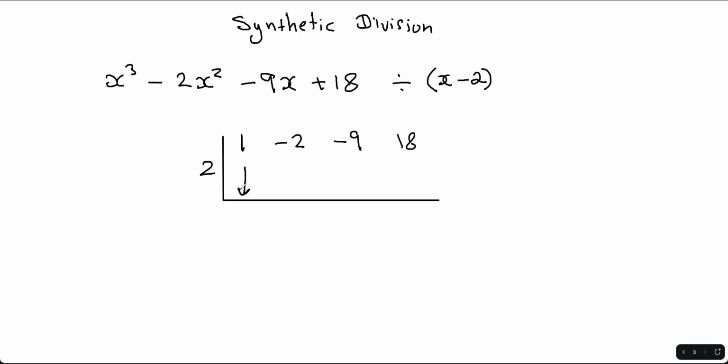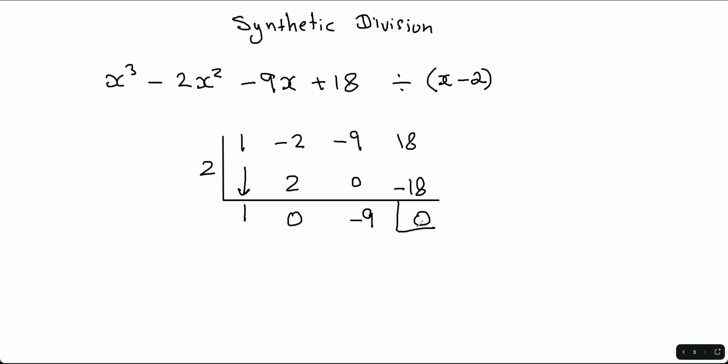Bring the 1 down, and you go 1 times 2, you get 2. You add this 2, you get 0. You repeat, you go 0 times 2 is 0. You add this 2, you get -9. And then you go -9 times 2 is -18. You add, you get 0.